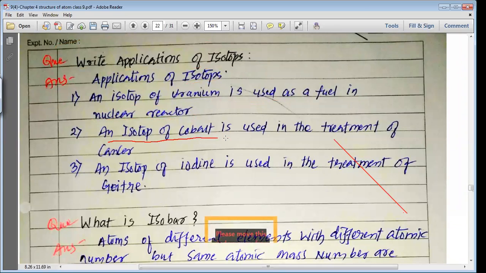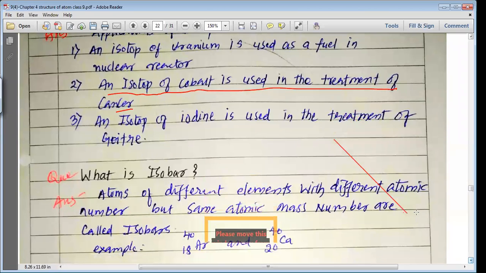Then we have an isotope of cobalt, which is used in the treatment of cancer. We know that cancer is a disease, and by using the isotope of cobalt, we find out in which body part we have a cancer, and that is why the isotope of cobalt is used in the treatment of cancer. And then we have an isotope of iodine.